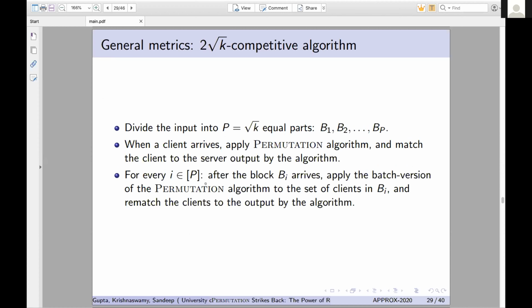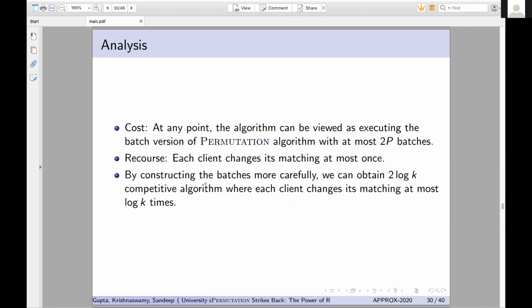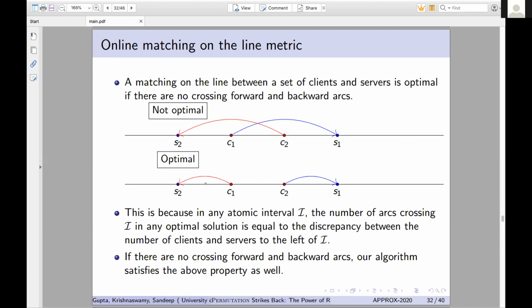So our main idea in the general metrics is that we just do the permutation batch algorithm, but on a set of batches that intersect, so that the same client might be there in multiple batches, and that same client might get rematched many times, but the batches are chosen such that you can always get a good competitive ratio. But for line, it's more involved.